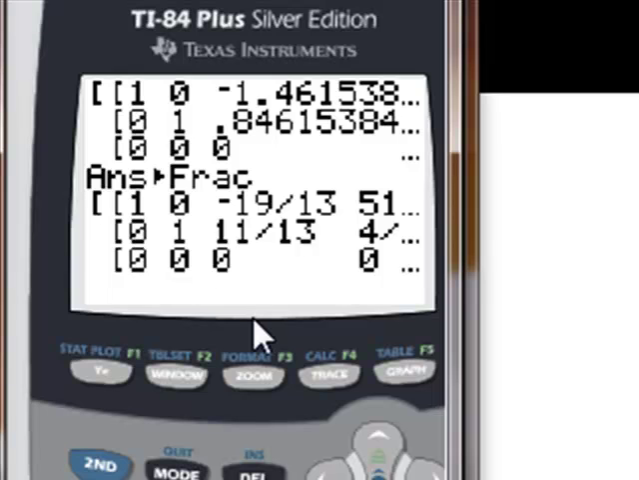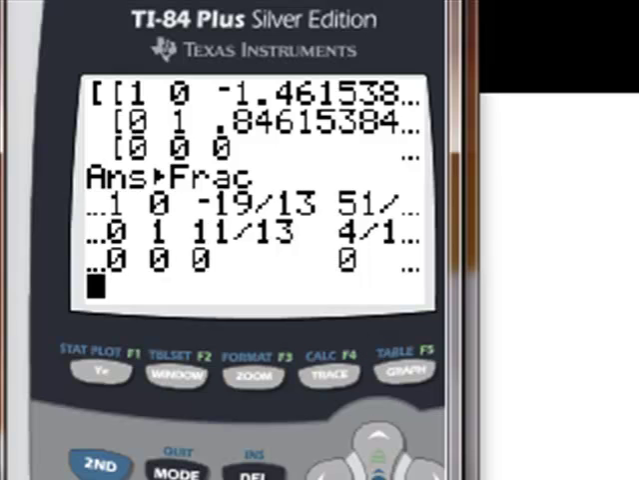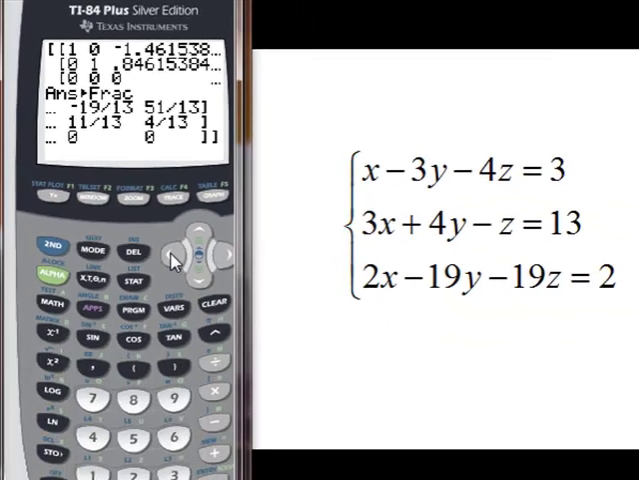Now, what tells me this thing is dependent, but still consistent, is I have 0, 0, 0, and another 0 all across the bottom. So what that tells me is it's still consistent, it's just dependent, which means I can't find a unique solution. So if I look at what this is telling me, x minus 19/13z equals 51 over 13, and so forth.